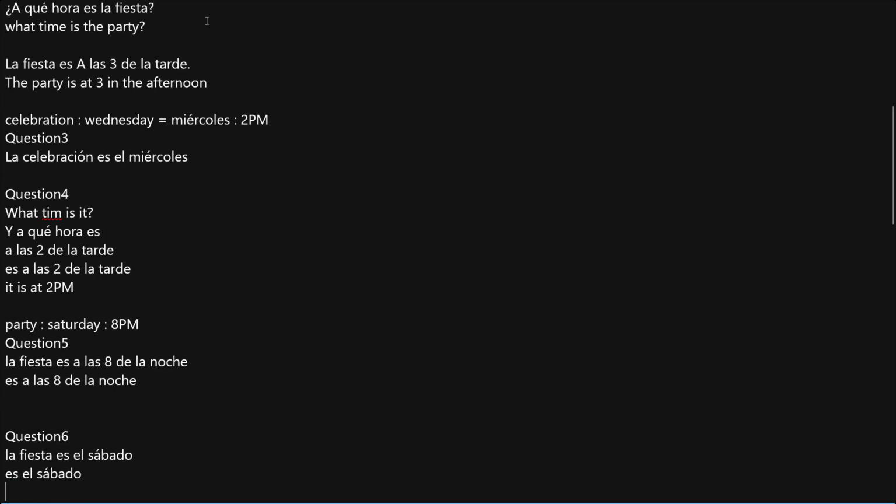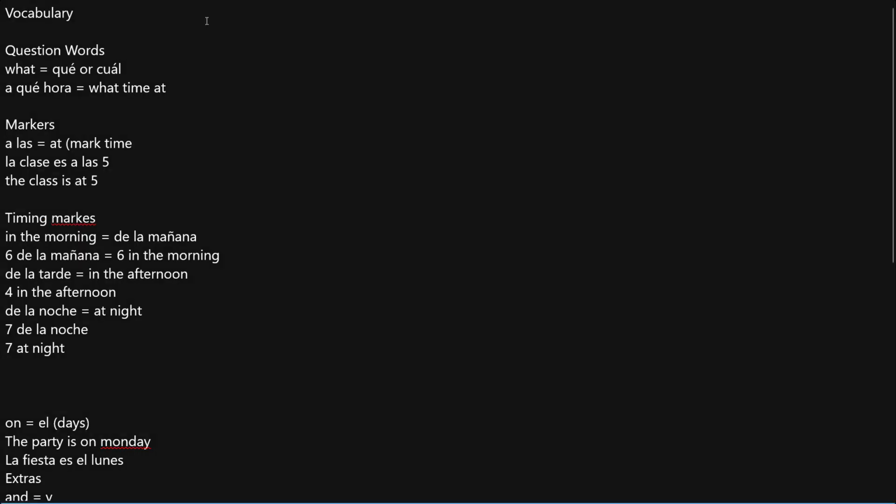Sábado. Okay. Let's try to wrap this class. Let's go to our vocabulary. Question words. So far, we know what, qué or cuál, right? A qué hora, what time. At: markers. You use this one to mark something. In this case, a las. This is about time. A las.